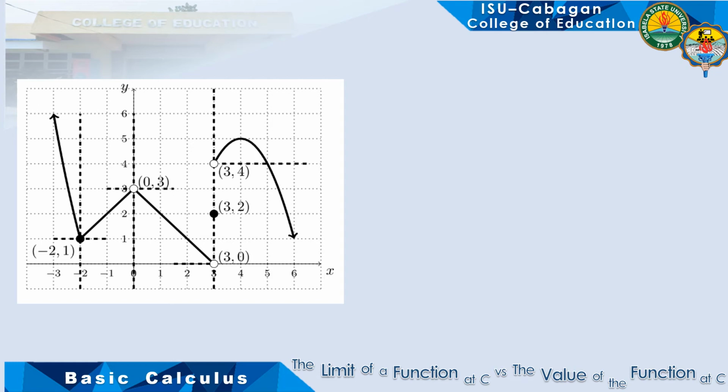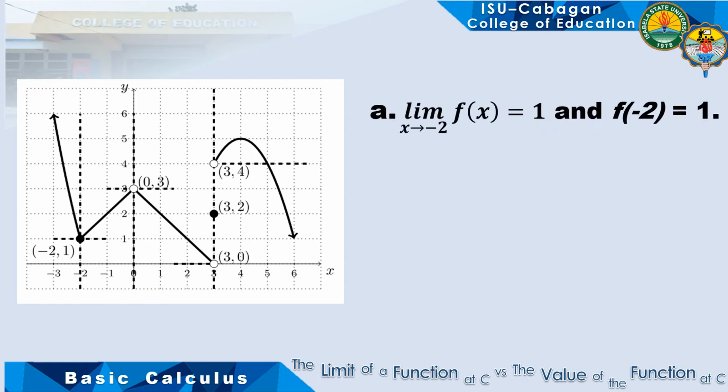So, from the graph, we can conclude that the limit of the function f of x as x approaches negative 2 is equal to 1 and f of negative 2 is equal to 1. The limit of the function f of x as x approaches negative 2 is equal to 1.